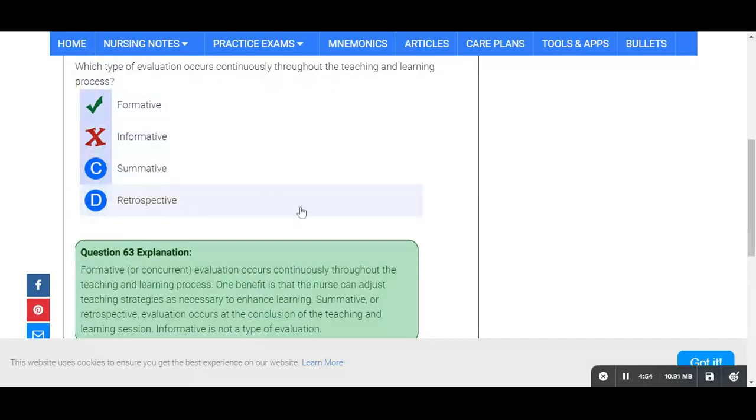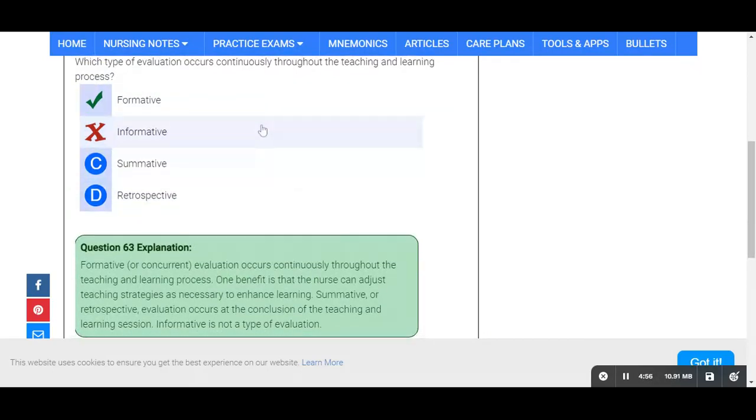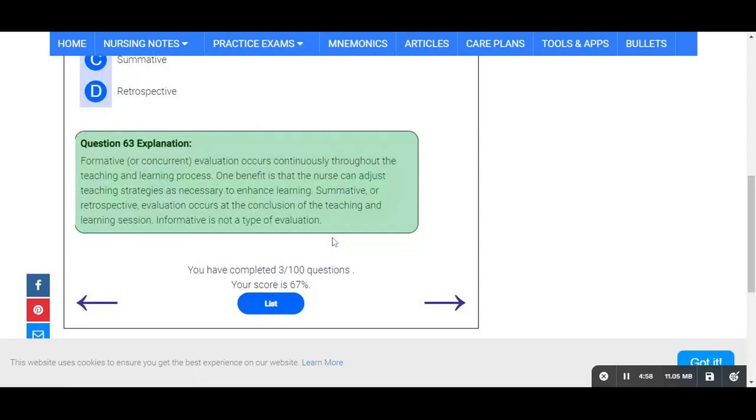That's really funny. The reason why I entered informative is because it's the only thing I know about here. So I actually don't know these things, but I'm happy to learn about it right now. So formative evaluation occurs continuously throughout the teaching and learning process. So that's a formative evaluation.